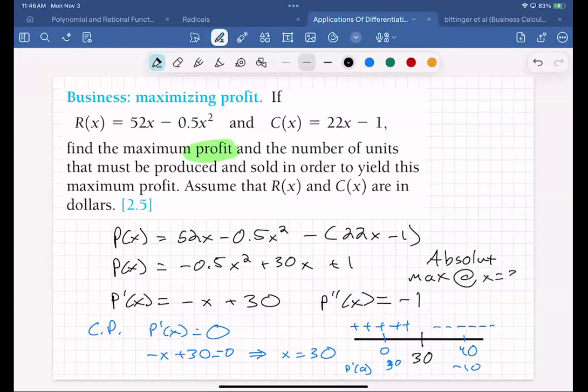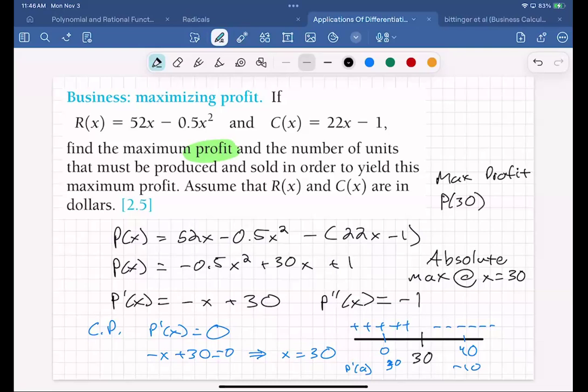at x equals 30. Now, what does that mean to us? Well, hey, you have to produce and sell 30 units to yield the maximum profit. How do I find the maximum profit? Well, let me plug 30 into that function, right? So the next thing to do is say, hey, the max profit that we should expect is going to come from P of 30.